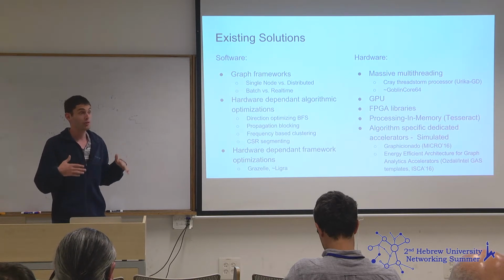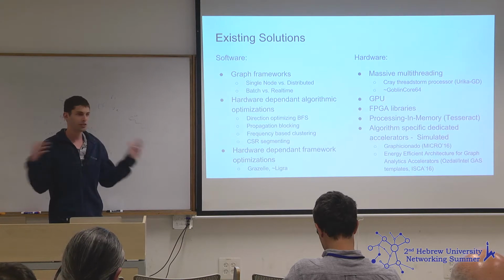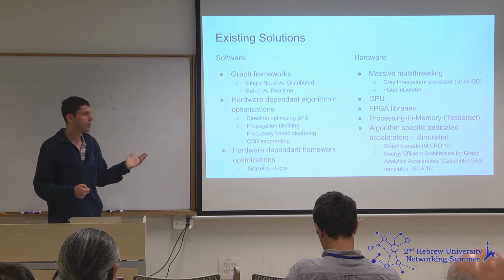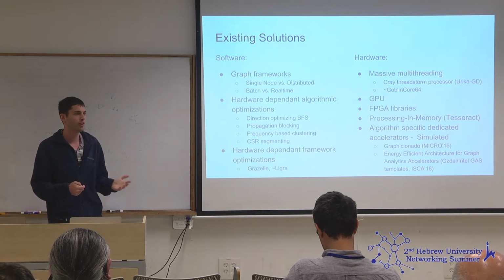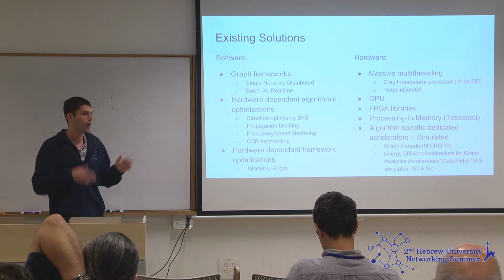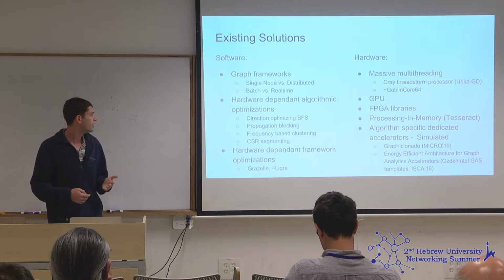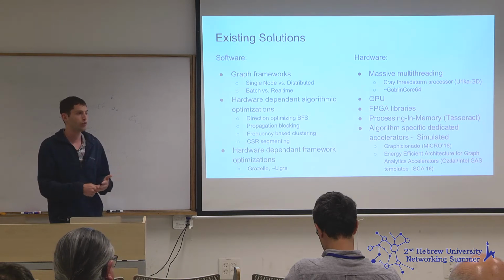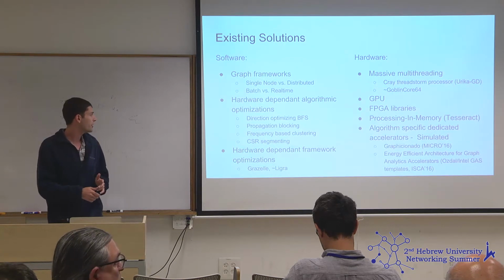So some of the existing solutions in this area. In the software world, I mentioned the graph frameworks. I mentioned there's a whole lot of them. But there are also a lot of hardware-dependent algorithmic optimizations. So another work from Berkeley a few years ago was direction optimizing BFS, which did a top-down, bottom-up approach to BFS to reduce memory accesses. There was work from MIT this past year about clustering vertices that are accessed frequently in order to keep them in cache and not keep other elements in cache.